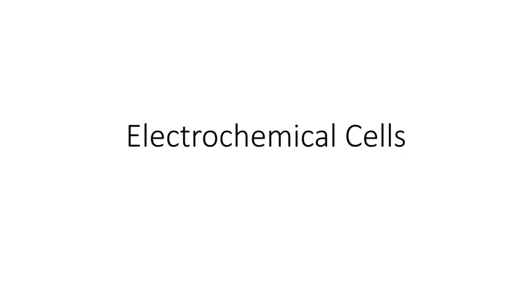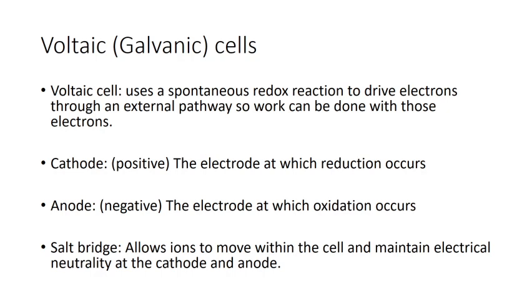Okay, so for our second video here, we're going to be looking at some electrochemical cells and talk about exactly what that is. An electrochemical cell, typically known here as a voltaic or galvanic cell, is basically a system that uses a spontaneous redox reaction to drive electrons through an external pathway so that work can be done with those electrons.